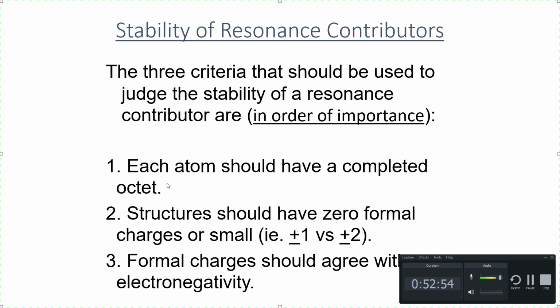Structures should have 0 formal charges. That would be best. Or small, meaning ±1 is better than ±2. Not only are we talking about the value of the formal charge, small better than large, but we're also looking at the number of charges. A +1, -1 versus maybe just a -1. Now, you can't have that because they all have to have the same overall charge.